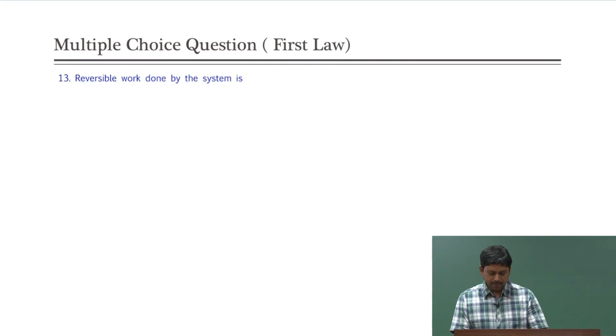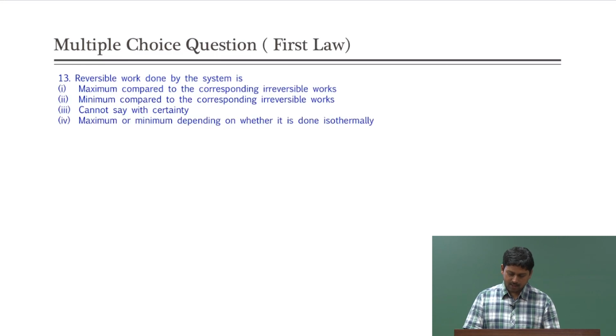Okay. Question number 13: reversible work done by the system is maximum compared to the corresponding irreversible work, minimum compared to the corresponding irreversible work, cannot say with certainty, or maximum or minimum depending on whether it is done isothermally.